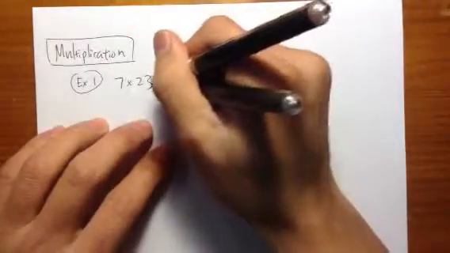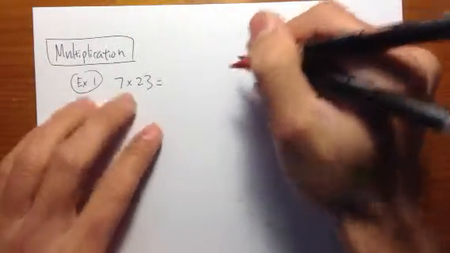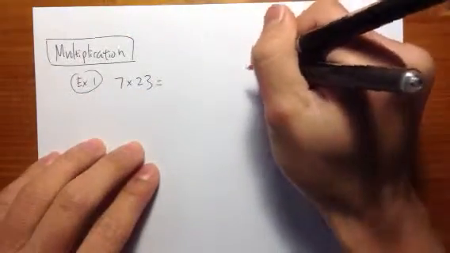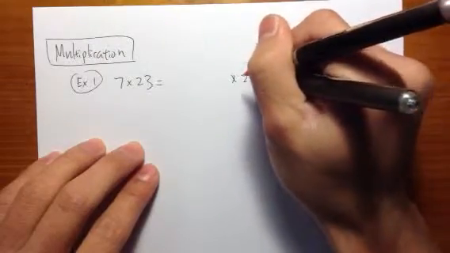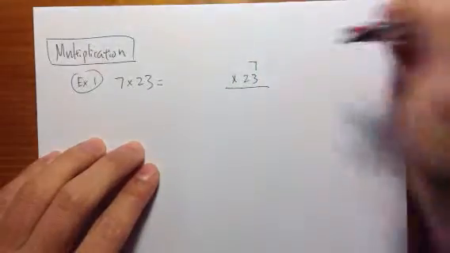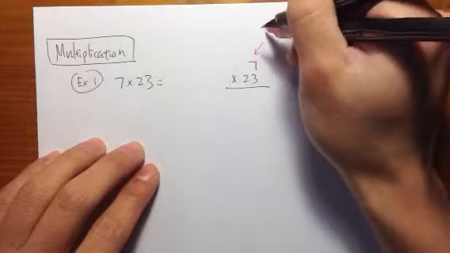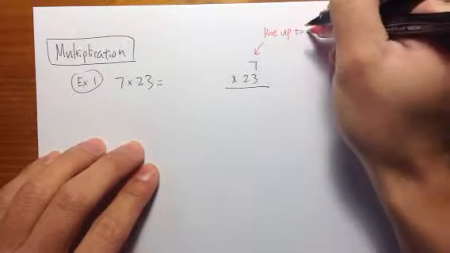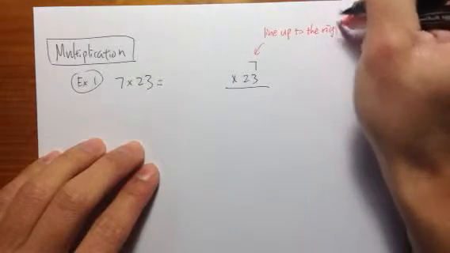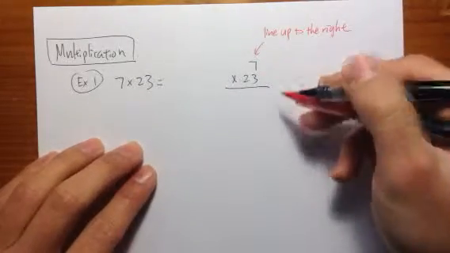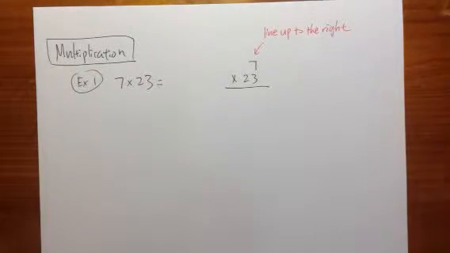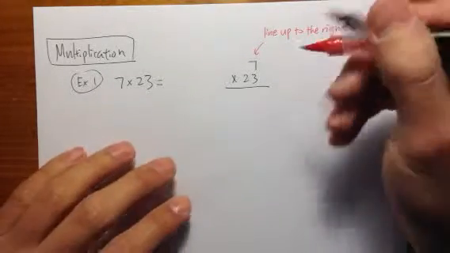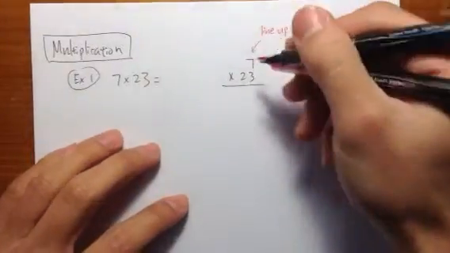So to set this question up, again, I will write down the numbers vertically. So 7 times 23, like this. Just line up to the right, because we're just dealing with whole numbers, right? So it doesn't matter. Just line up to the right. Well, after that, here we go.